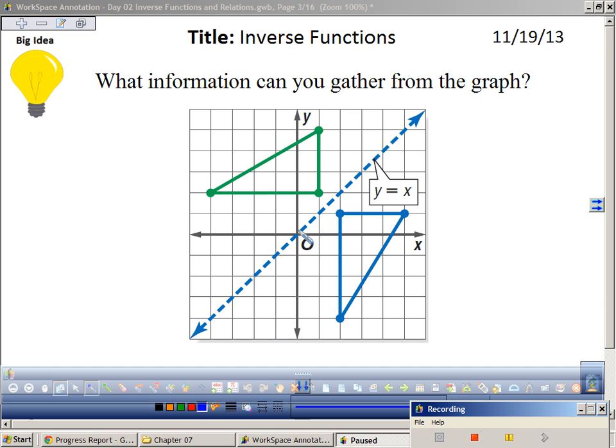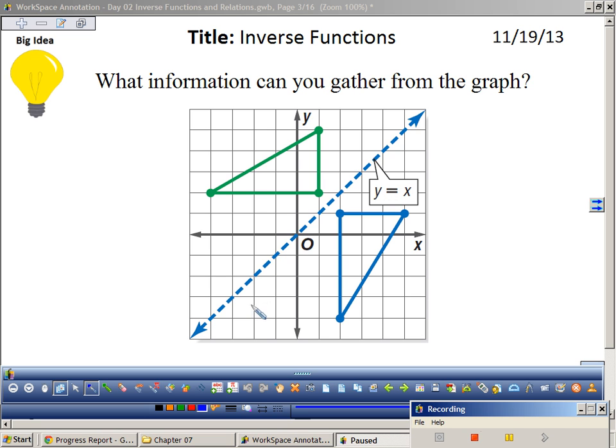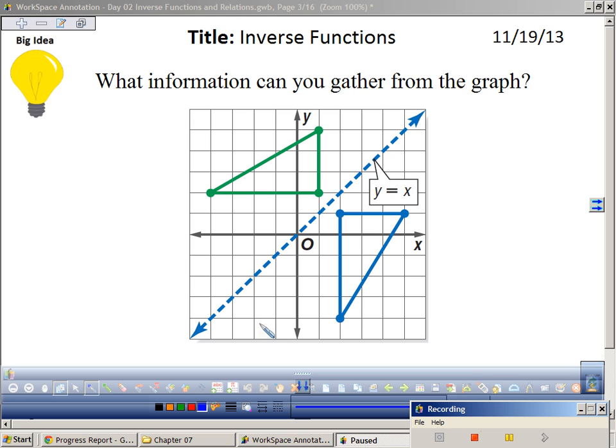What would we call this line right here? Almost. You're getting there. Line of reflection. Good job. Kind of the same thing as line of symmetry, right? Because they are symmetric, but they're symmetric in a specific way. We're going to talk about that right now.